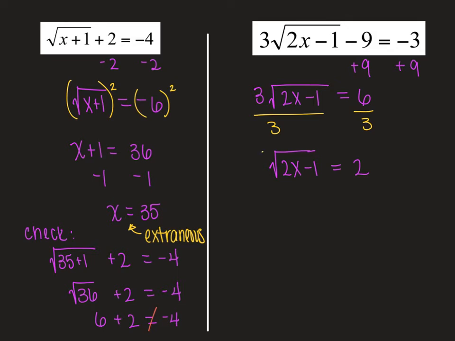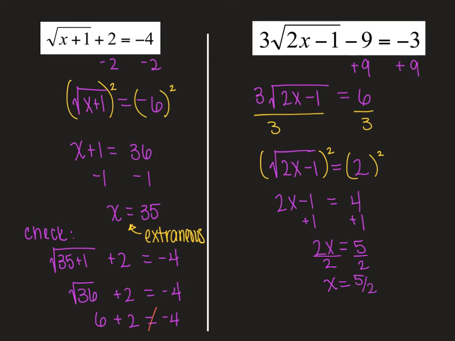So we need to get rid of that radical. To do that, we're going to raise both sides to the power of 2, because that was the power of our index, and we'll simplify. Our radical gets canceled. We have 2x minus 1 equals 4, and we're just going to solve from here. When we add 1, we get 2x equals 5. And divide by 2, so we get x equals 5 halves.